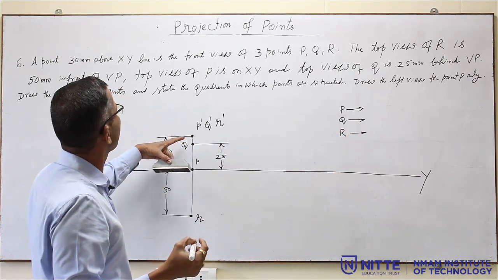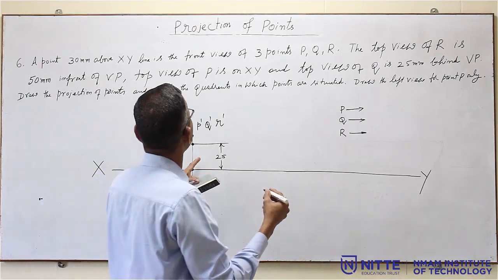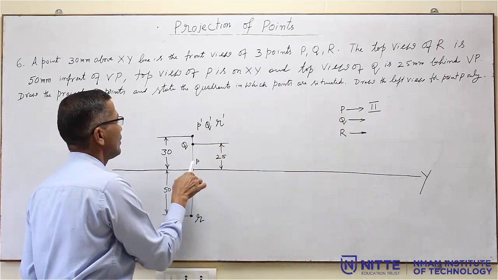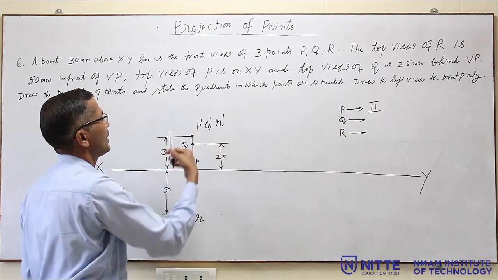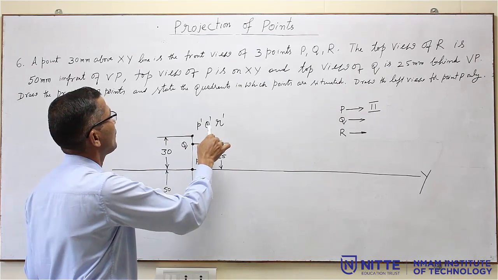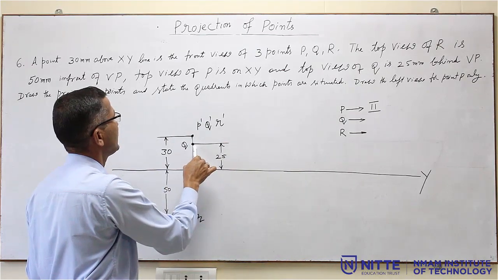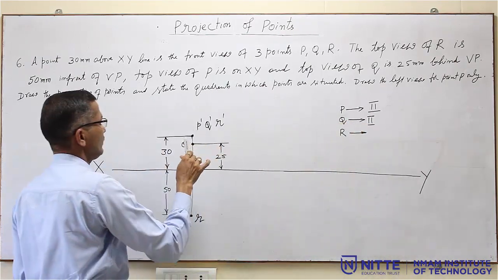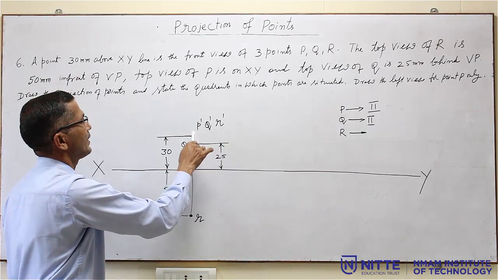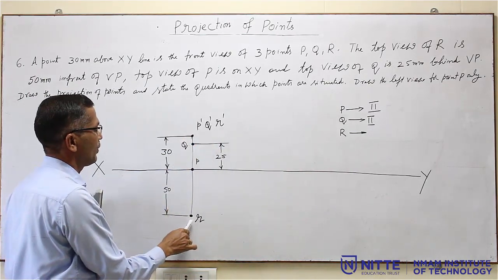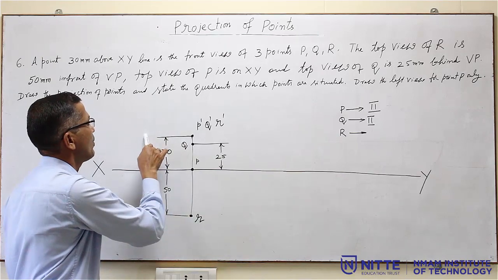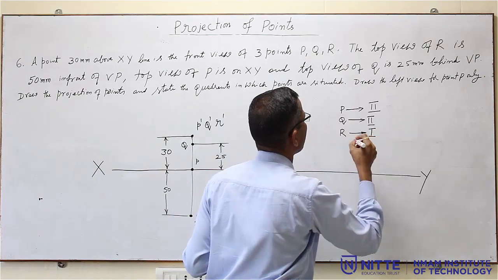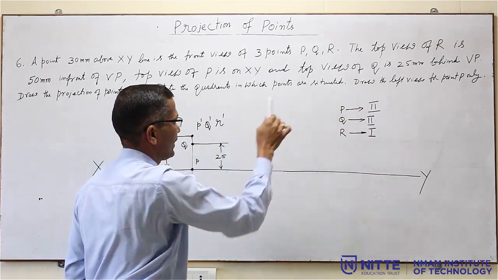Now, if you look into this, point P belongs to the second quadrant, because both top view and front view are above the line. Then point Q, Q dash is here, Q is here, so that is also the second quadrant. Then R, R dash is here, that is the front view is here, the top view is below the line, that is VP is above, HP is below, that means it is the first quadrant. So, we have to write this answer.